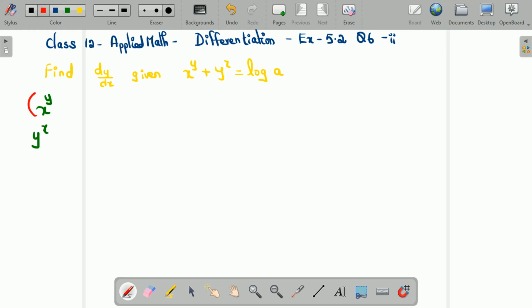So let's start with x^y. I'm marking this as a function u. So u is equal to x^y. I'm going to take log on both sides. So log u is equal to y log x.